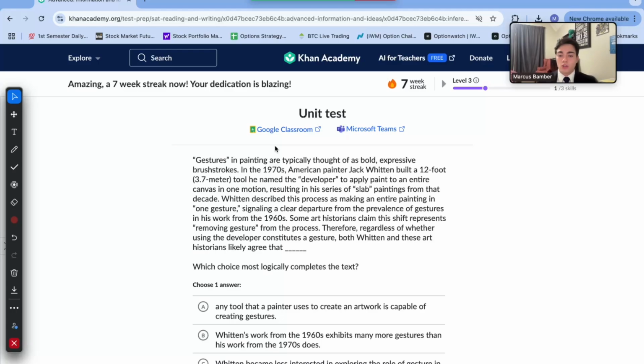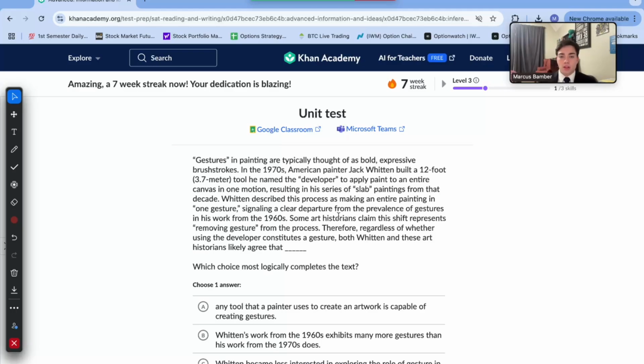Okay, moving on to question number 8. We have a passage here, and we're once again looking for what logically completes the text. Okay, let's read through it. Gestures in painting are typically thought of as bold, expressive brushstrokes. In the 1970s, American painter Jack Whitten built a 12-foot tool he named the Developer to apply paint to an entire canvas in one motion, resulting in a series of slab paintings from that decade.